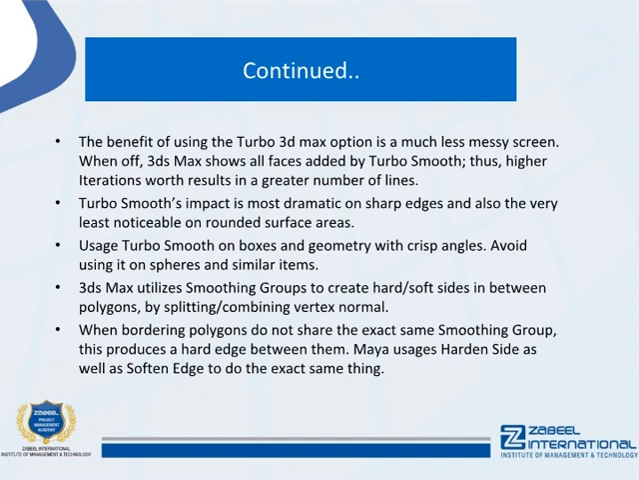3ds Max uses smoothing groups to create hard or soft edges between polygons, by splitting or combining vertex normals. When surrounding polygons do not share the same smoothing group, this produces a hard edge between them. Maya uses harden edge and soften edge to do the same thing.